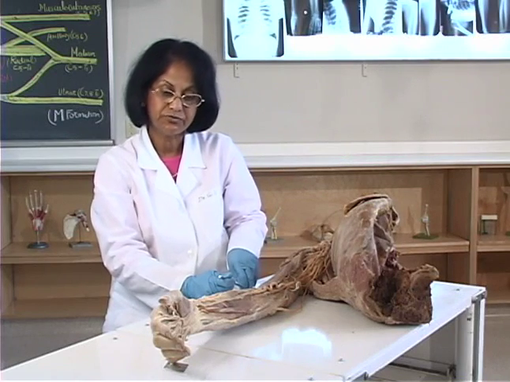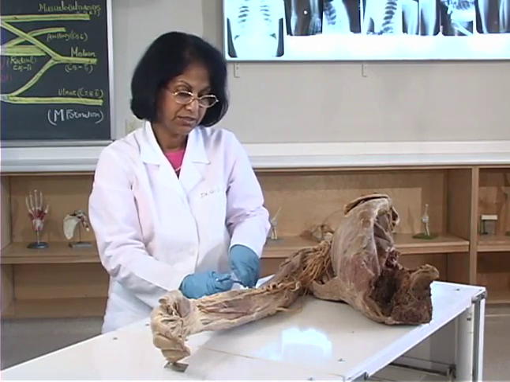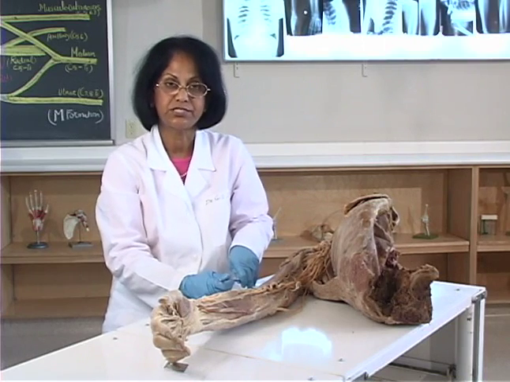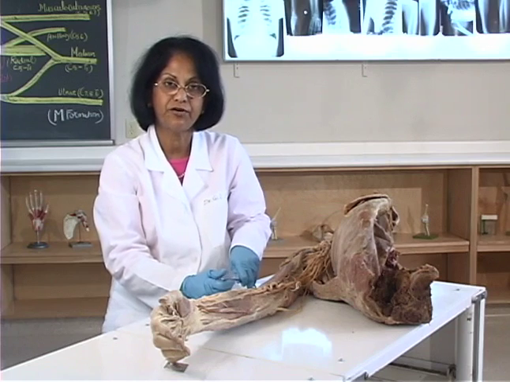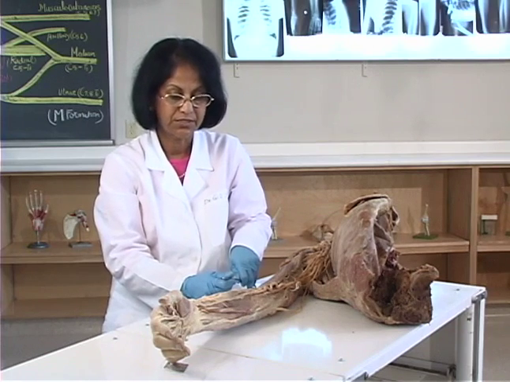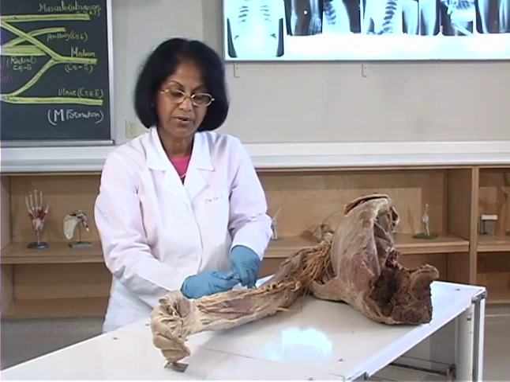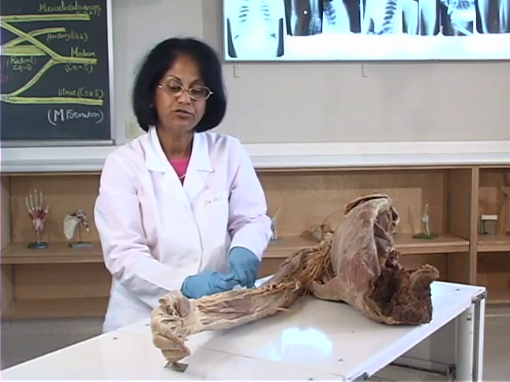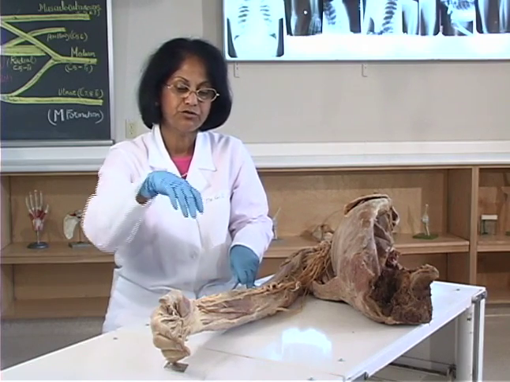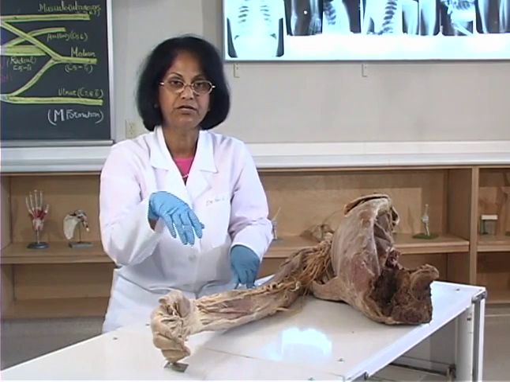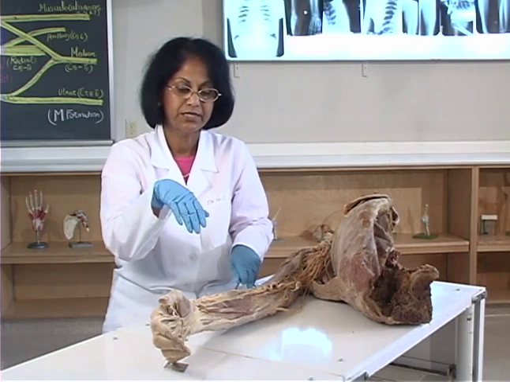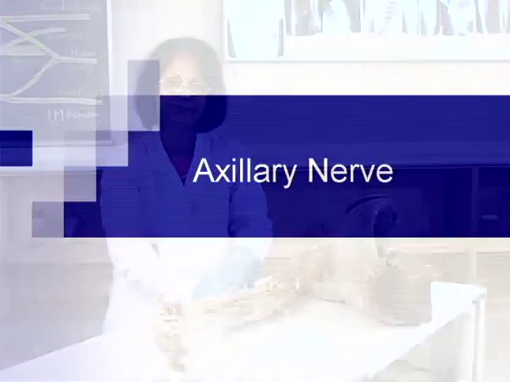Injury to this nerve gives a condition which is called wrist drop, because many of the extensors of the wrist are supplied by this nerve, and with paralysis of this nerve produces a condition where the hand goes down into a very flexed position, and that is called wrist drop.